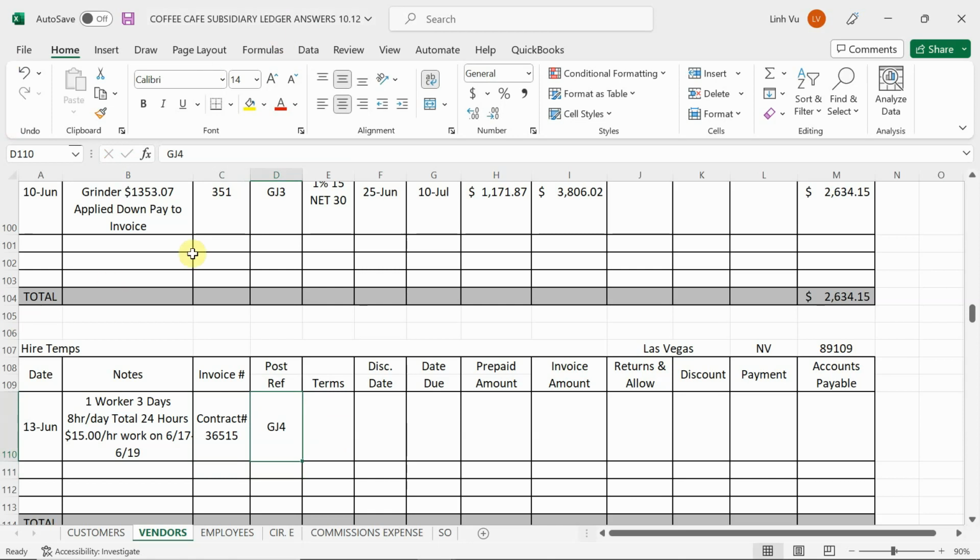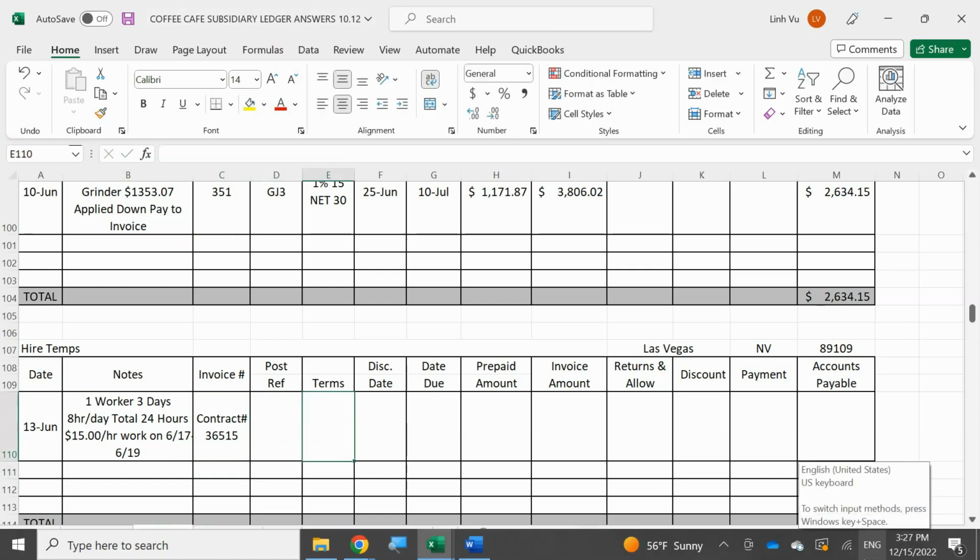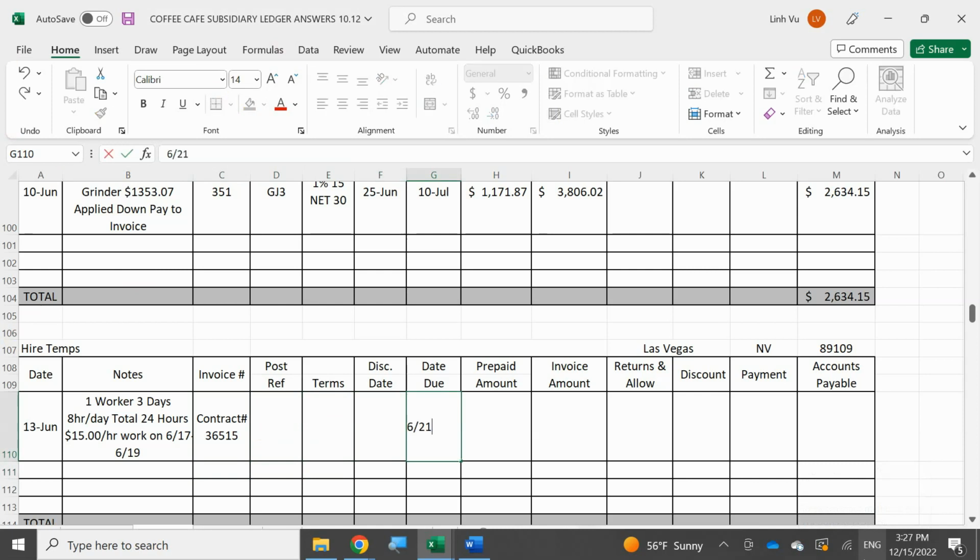So in this case, I'm actually going to revoke that. Nothing there. Terms. Okay, terms. Net 8. You could do net 8, but I'm going to go straight to the due date, which is the 21st. Yeah, 6/21. That way there are no real terms. You just know that you're contracted to pay them on the 21st.